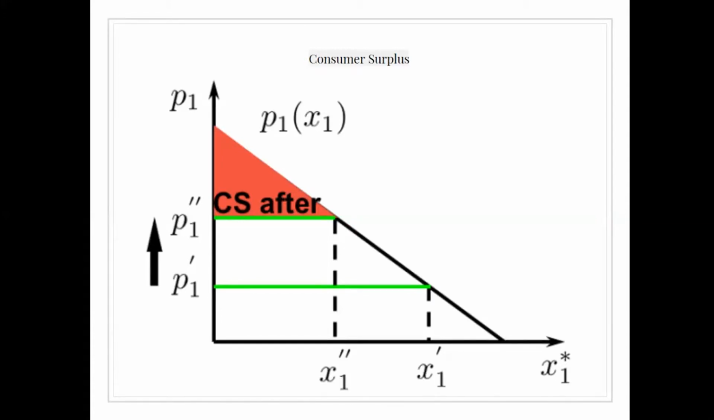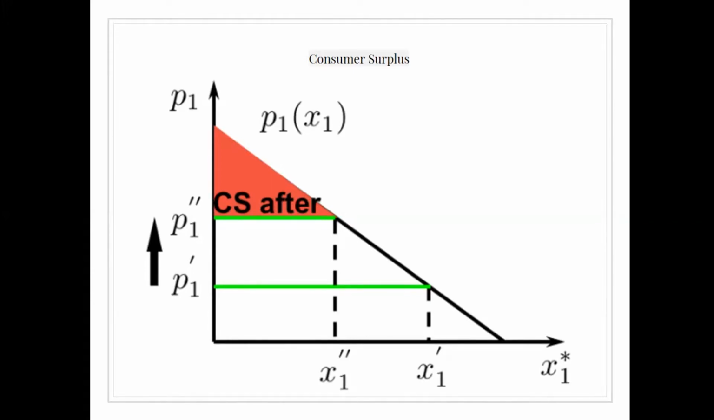So in this case, the original quantity bought and demanded was X1 prime, and as the price increased, now you move to X1 double prime. And as you see, the triangle that measures the consumer surplus is smaller than it was before. We can calculate the size of the triangle in actual units very simply.